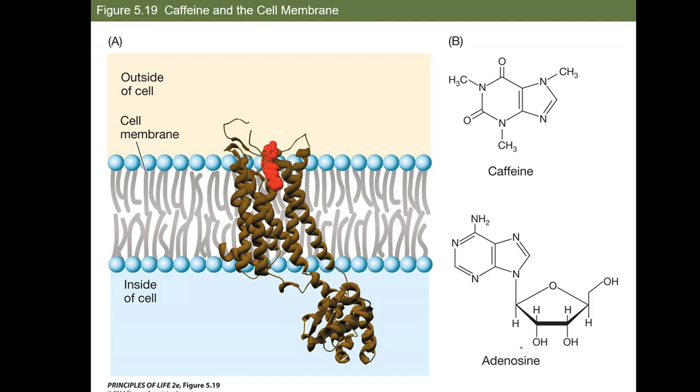So here is caffeine, here is adenosine. It has that 5-carbon ring, and then the 2 rings for the adenine. And then caffeine has the same rings as adenine, but it doesn't have the nitrogen group there, and it has a methyl group there, so it doesn't actually activate the receptor.